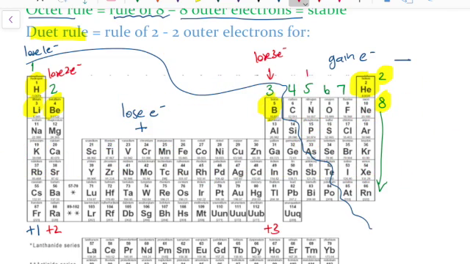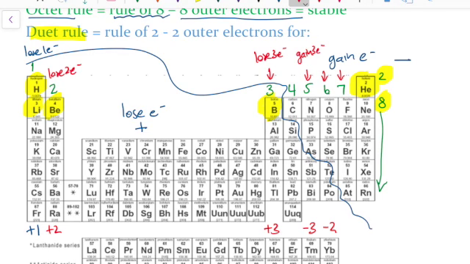Group 15. Group 15 is almost, they have 5 valence electrons. They almost have 8, so they only need to gain 3 more. So they're going to gain 3 electrons. When you gain 3 negatives, your charge is -3. Group 16, they only need 2 more to get to 8, so they're going to gain 2 electrons and have a charge of -2. Group 17, they have 7 valence electrons.